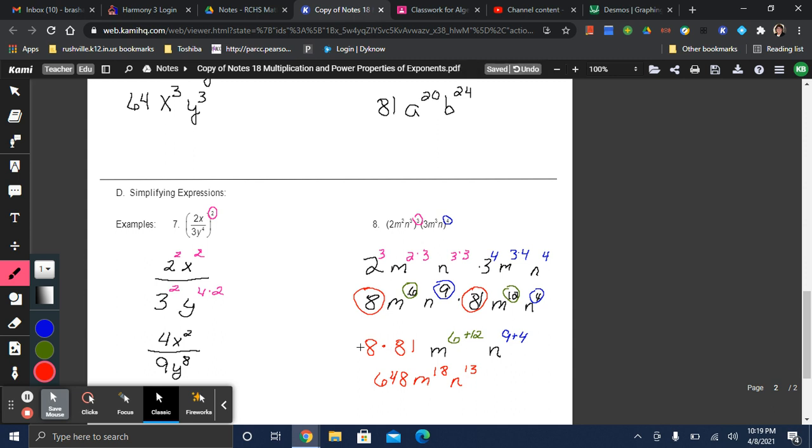So there's no plus sign in that final answer. The only plus sign in the problem was when I added the like exponents. Rather than writing out 6m's and 12m's, rather than writing out 18m's, I just added those exponents together. I did the same thing for the n.